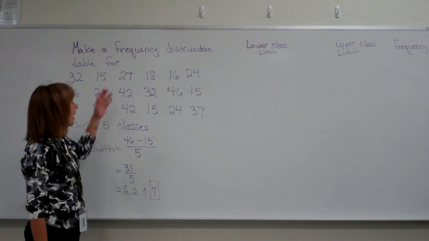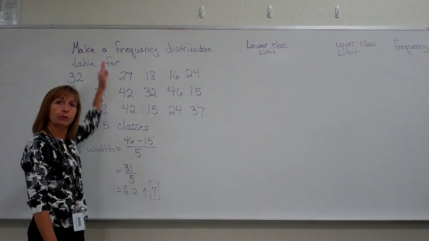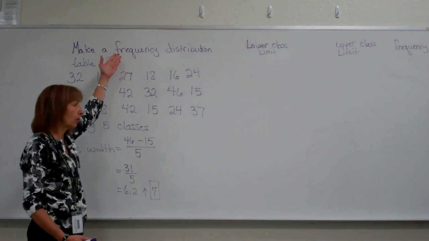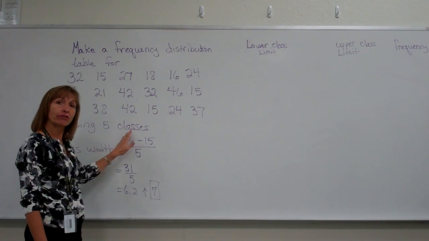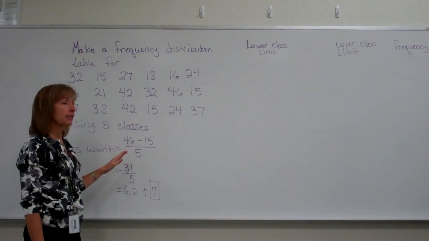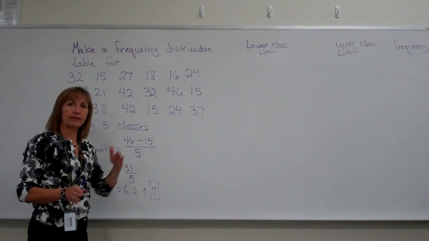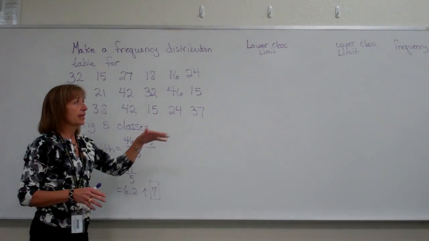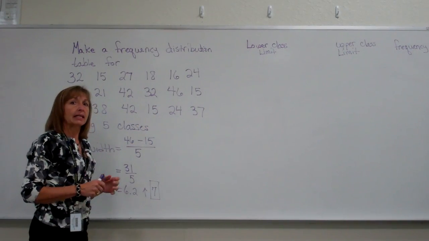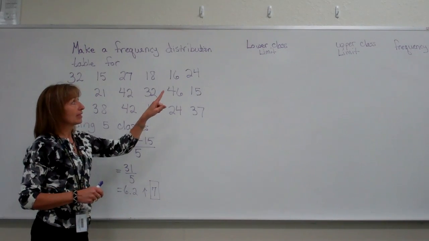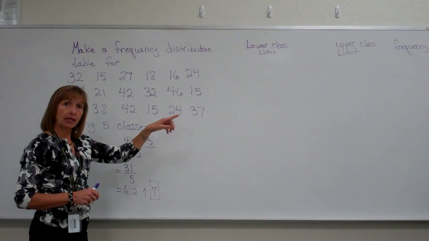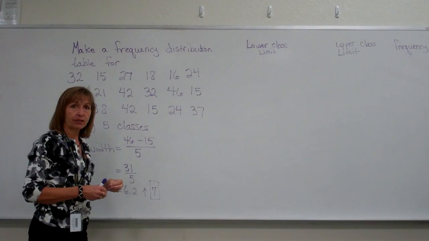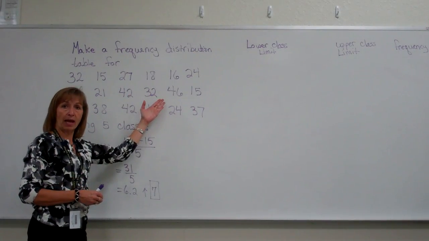Now that we have our class width for our frequency distribution table work that we're going to do in making our 5 classes, we want to make sure that we get the lower number and the upper number for each of our 5 classes in order to set up and find our frequencies. With setting up the lower class limit and the upper class limit, we want the data to be the same accuracy as the data set that you have.